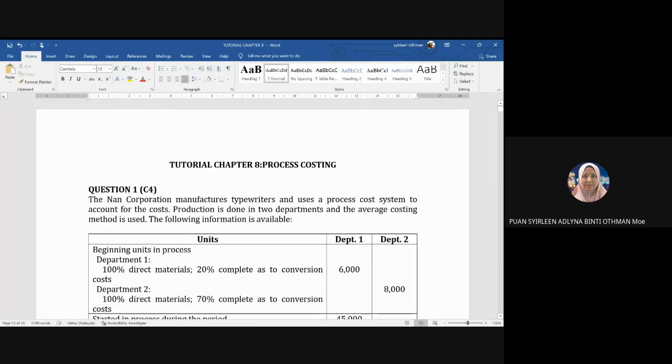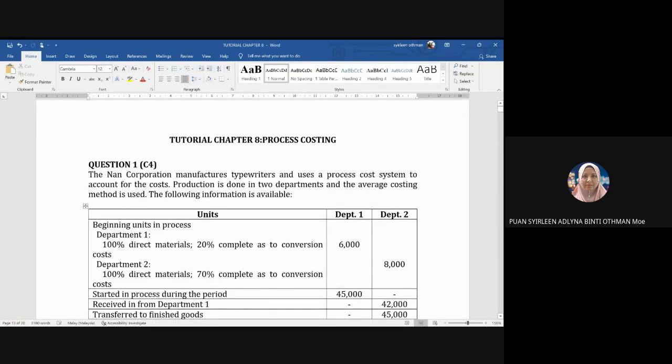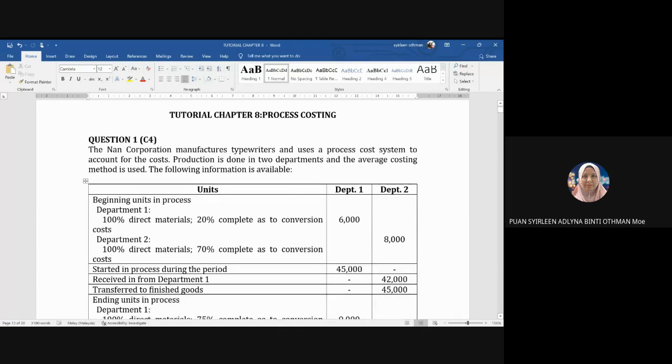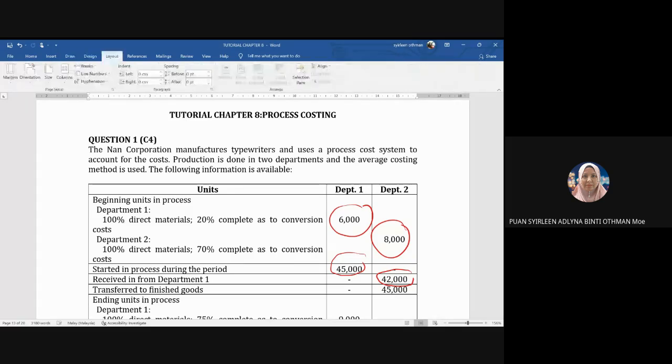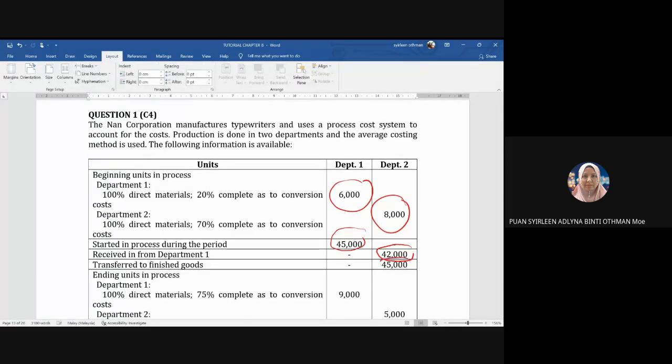Alright, so we look at question 1. Question 1 dia dah bagi beginning units. So this is the beginning units for department 1, and this is the beginning unit for department 2. So nanti nilai ni kita akan guna untuk the physical flow table lah. So this is the unit started for department 1. Yang ni receive in from department 1, this is actually unit transferred in. Lepas tu transferred to finished goods, that means this is completed unit untuk department 2.